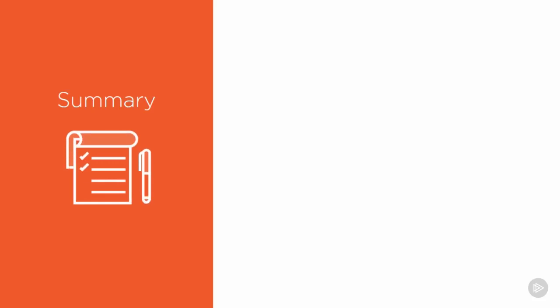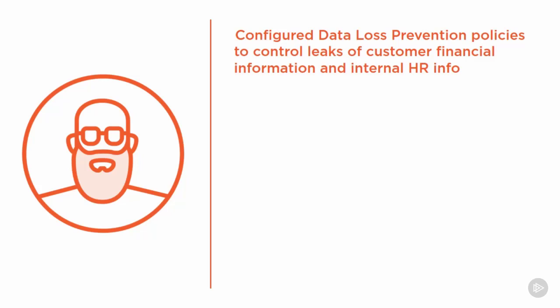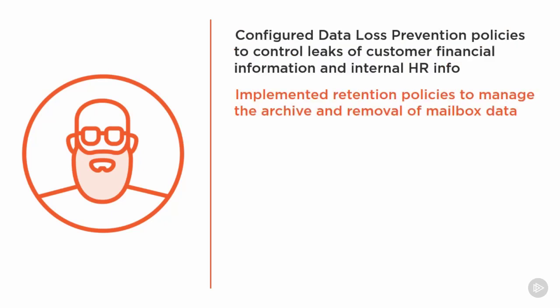In this module, we looked at two useful auditing capabilities of Exchange 2016: mailbox audit logging for tracking who is doing what in mailboxes, and administrator audit logging for tracking what administrators are up to. Which brings us to the end of this course. Let's recap what Dave has been able to achieve for Globomantics. He configured data loss prevention policies to control leaks of customer financial information and internal human resources information. He implemented retention policies to manage the archive and removal of mailbox data.